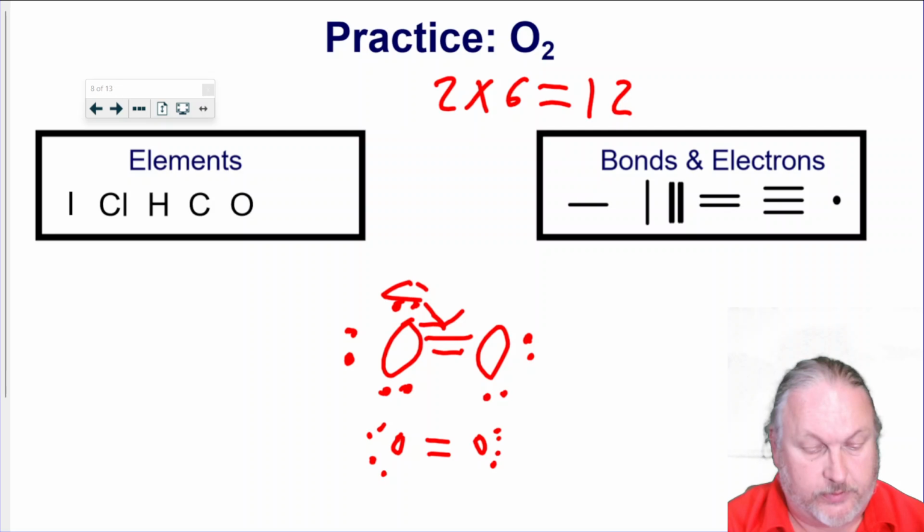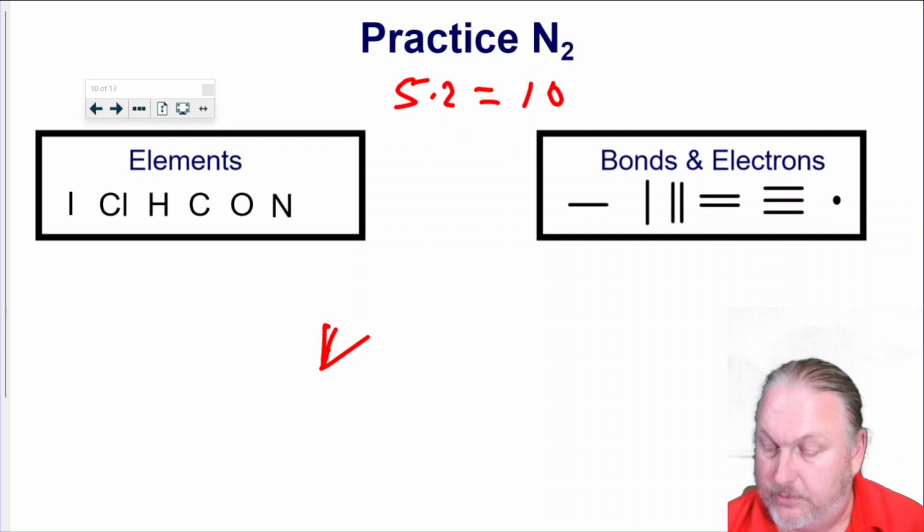So let's look at our next one. Well, it's nitrogen, N2. So nitrogen has 5 valence electrons. There's 2 of them, so there's 10 total to work with. Draw my nitrogen. Okay, let's put 1 bond in there. So now we start to fill it up. There's 2, there's 4, there's 6, there's 8, there's 10. Used them all.